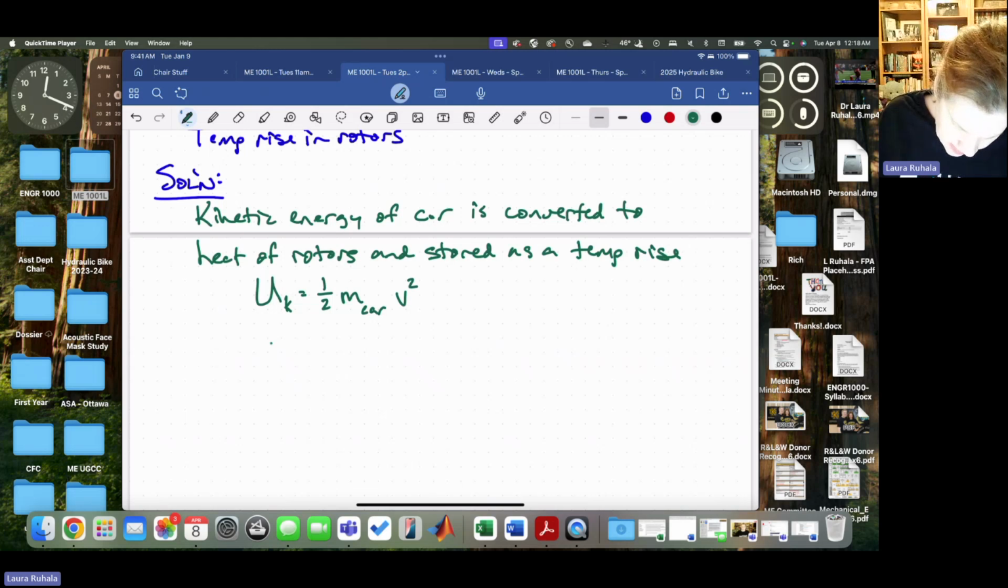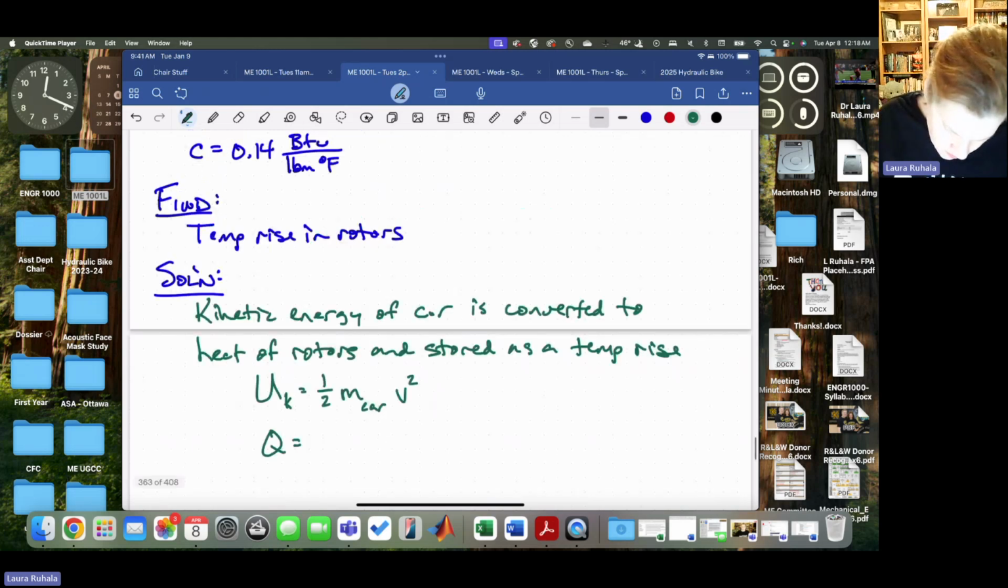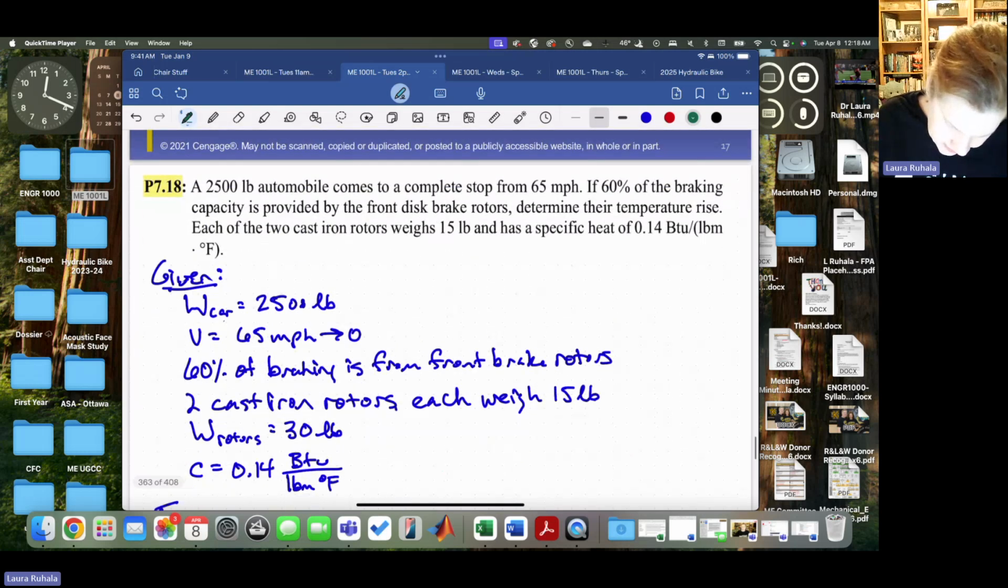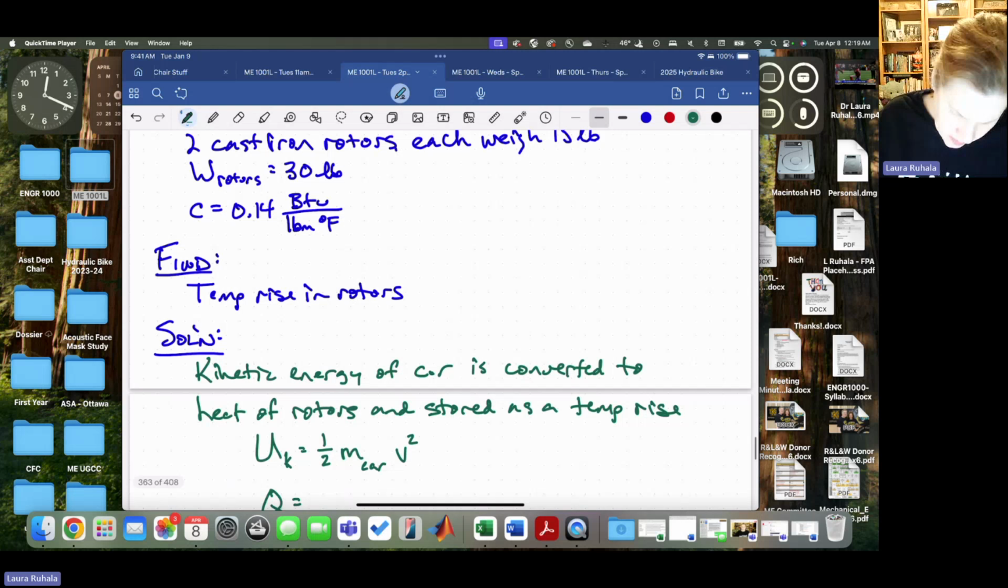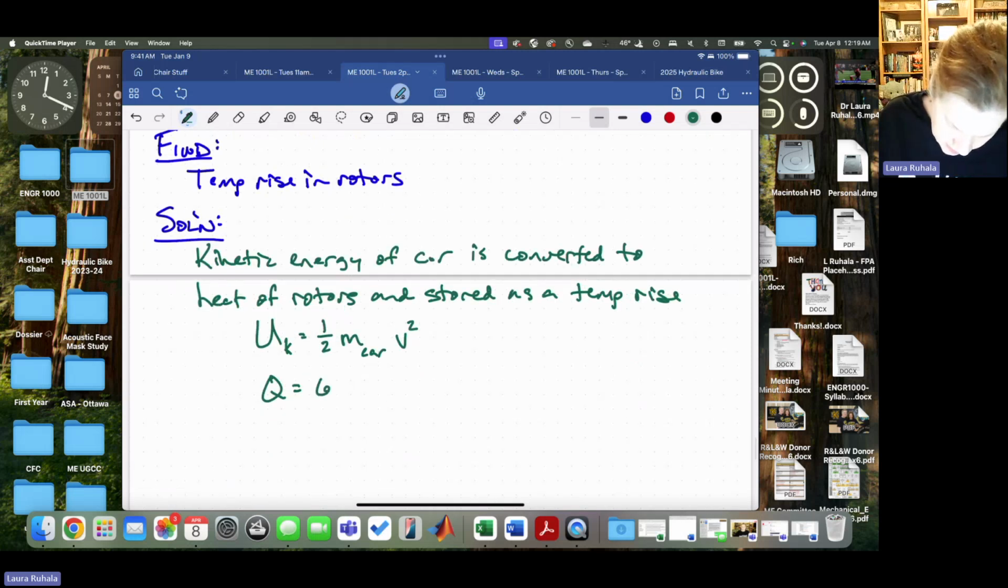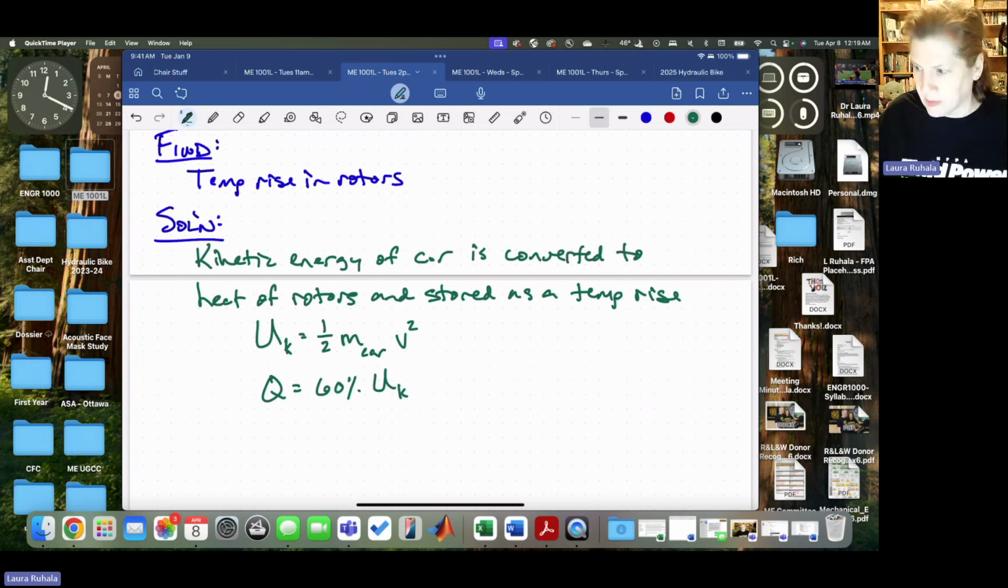And then the heat, we were told 60% of braking capacity is from the front disc rotors. The heat is going to be 60% of this kinetic energy. So the 60% of the kinetic energy is going to be heat in the rotors. The front rotors is what we're talking about here.